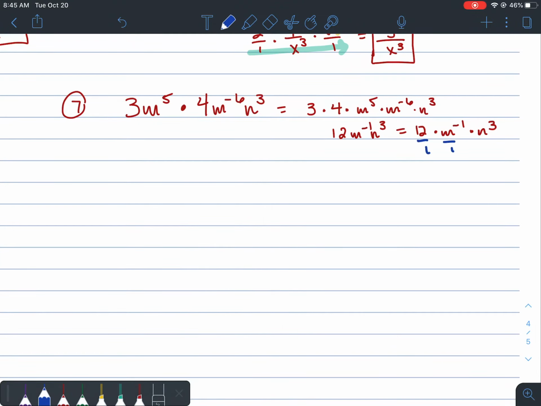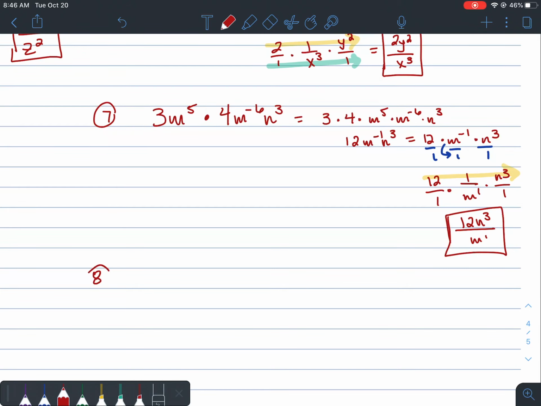We put them over fractions, easier to visualize. 12 over 1 stays the same. M to the negative 1, since it's a negative, we can move it and lose the negative. We have 1 over m to the 1st power times n to the 3rd over 1. N to the 3rd stays because there is no negative exponent. I noticed in some of your work that some of you just dropped everything to the denominator. You only drop it to the denominator when there is a negative exponent.